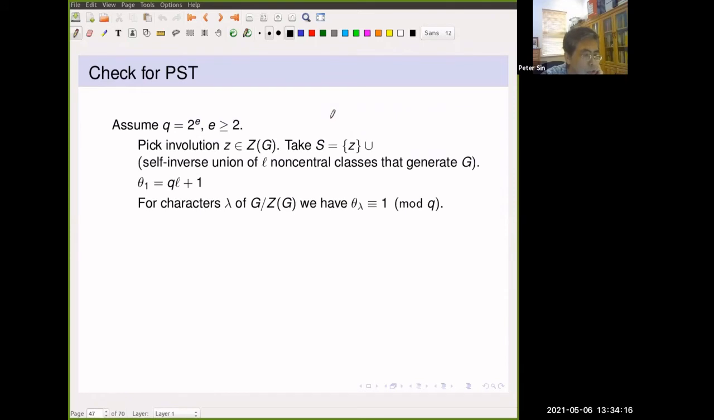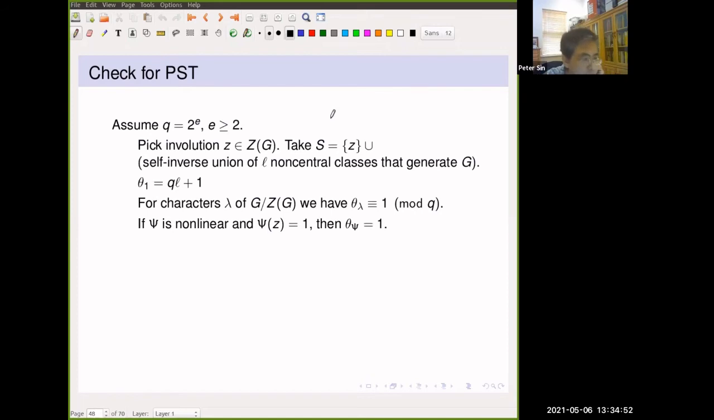And for the characters of G mod Z, the linear characters, we'll have that theta sub lambda will be congruent to 1 mod Q. The 1 comes from the Z, and the mod Q is because each conjugacy class has Q elements in it, and the characters are constant on conjugacy classes. So you get 1 mod Q. I only care about mod Q; I don't care about the exact value.